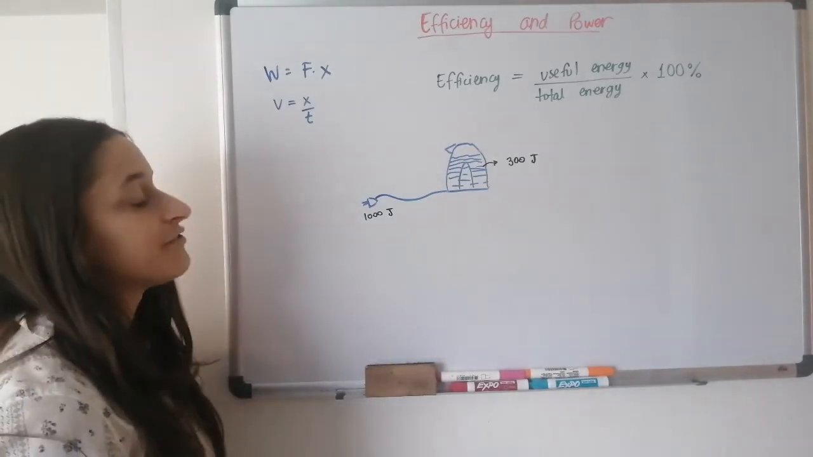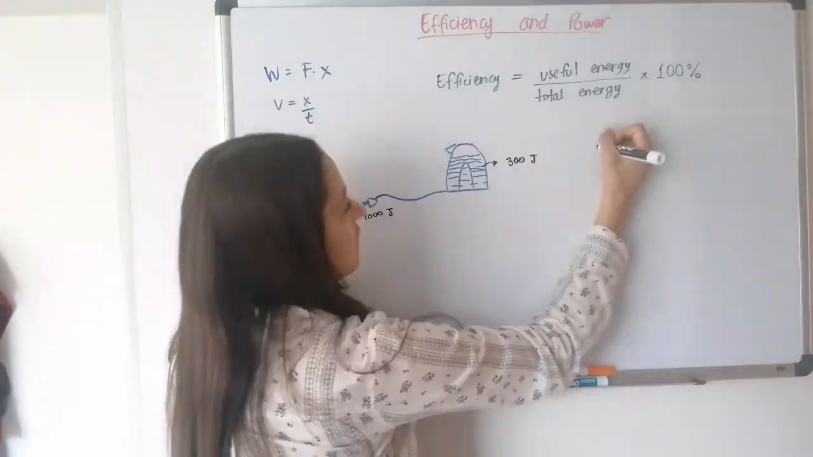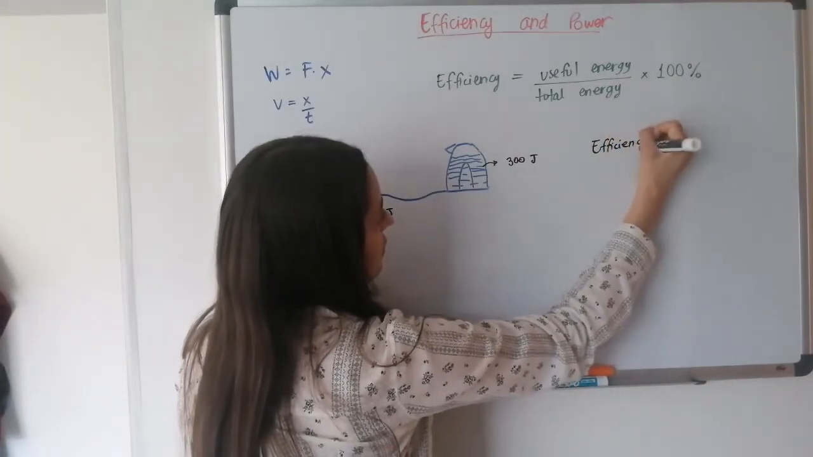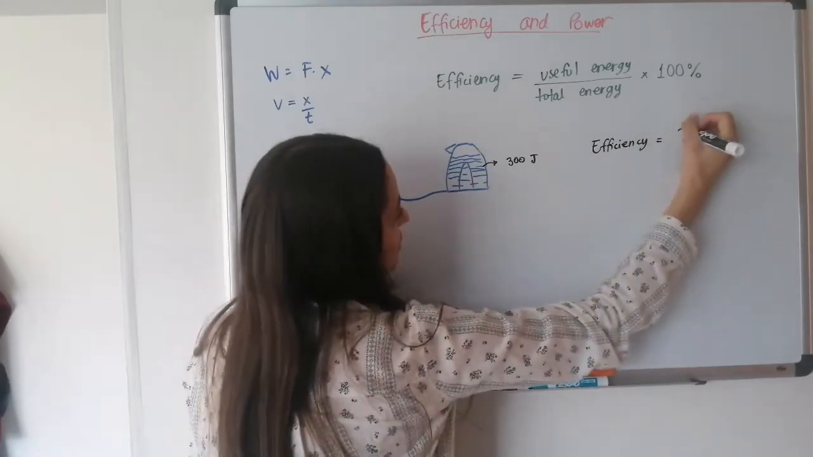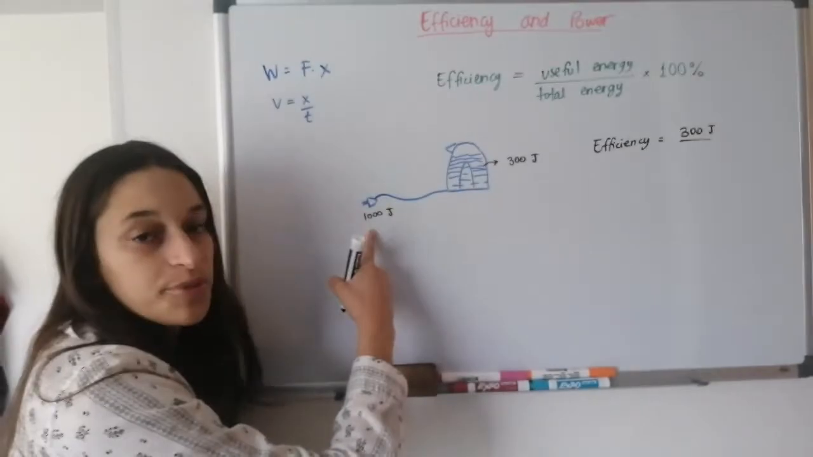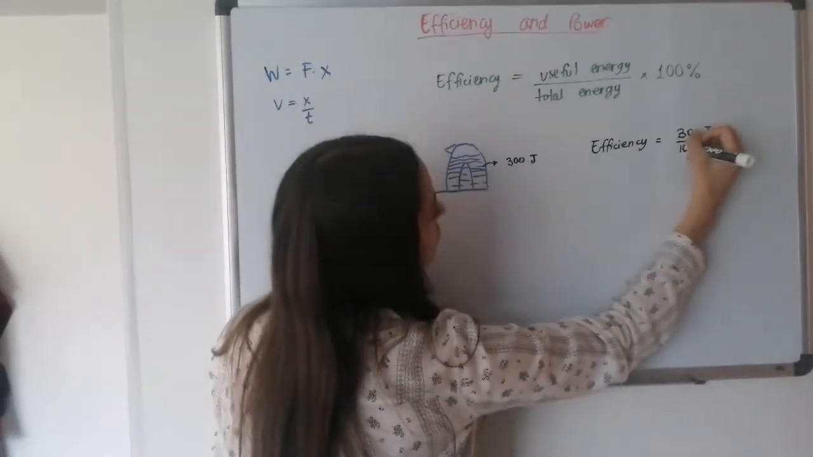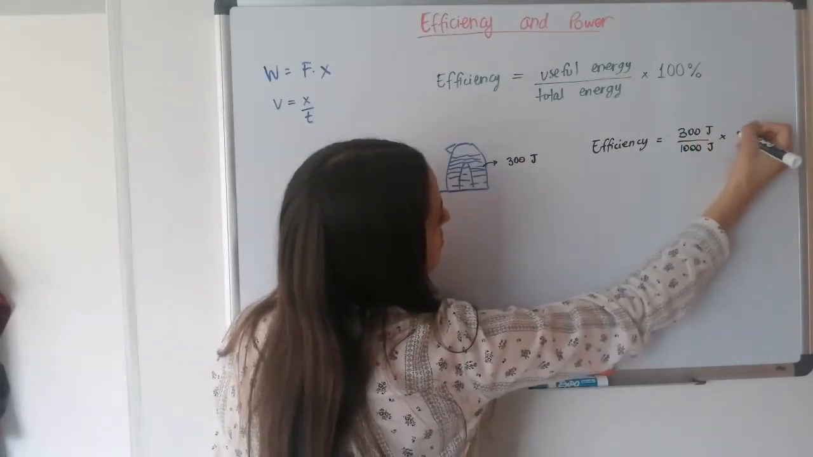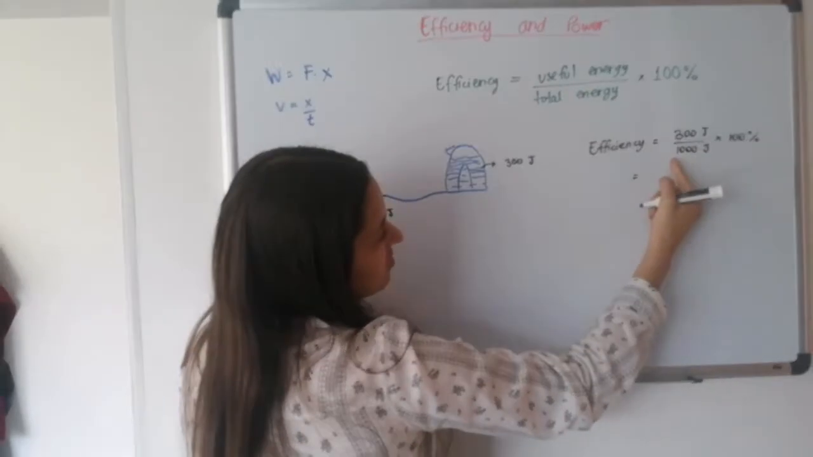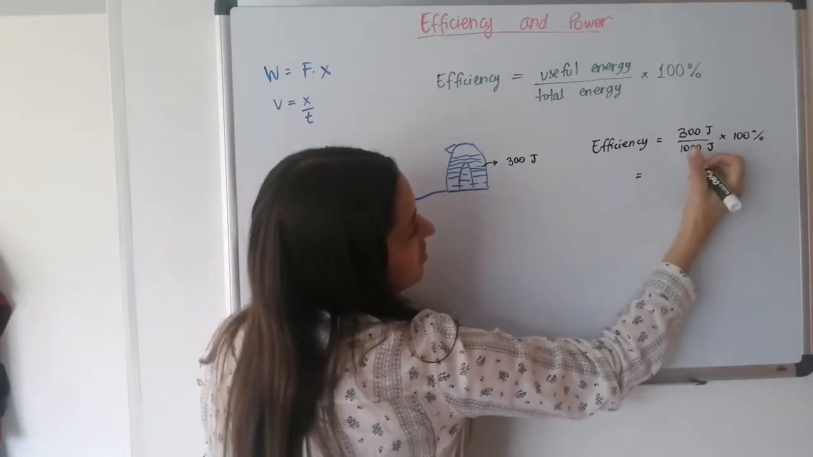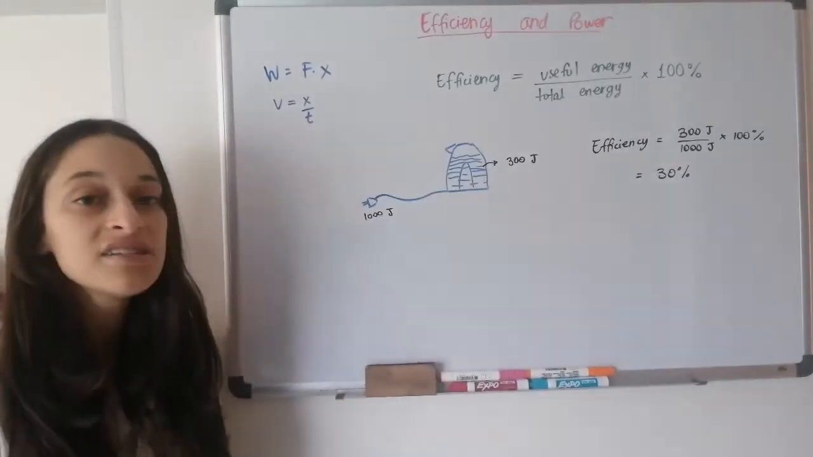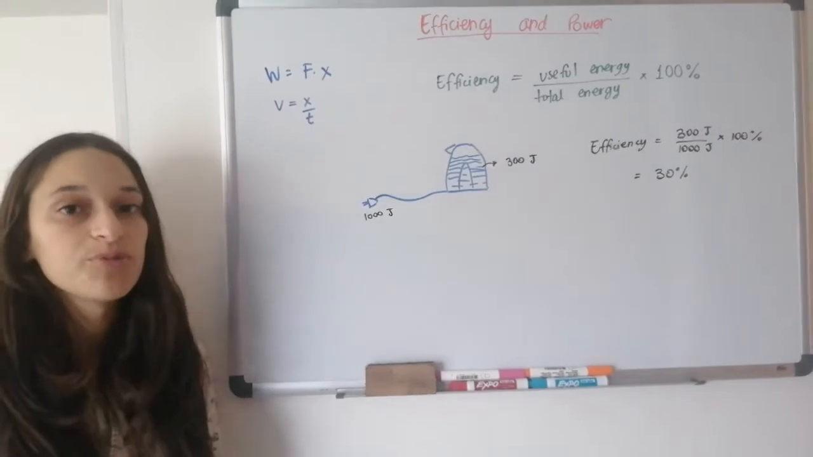So in this case, the efficiency of this machine would be the useful energy, which was the 300 joules, over the total energy that we put into it, which was 1,000 joules, times 100%. And if you put this in your calculator, this is going to give you 0.3 times 100, which is 30%. So this water heater in this example has an efficiency of 30%.